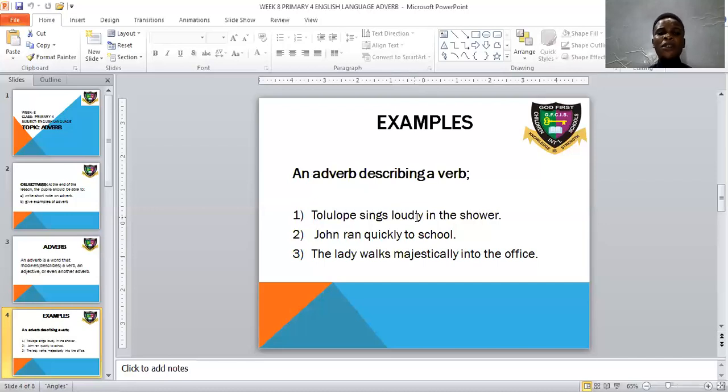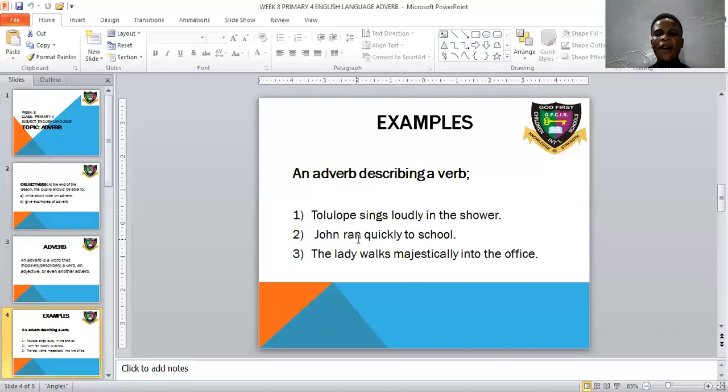Good. Now the second one says: John ran quickly to school. What is the verb there? The verb in that sentence is ran.